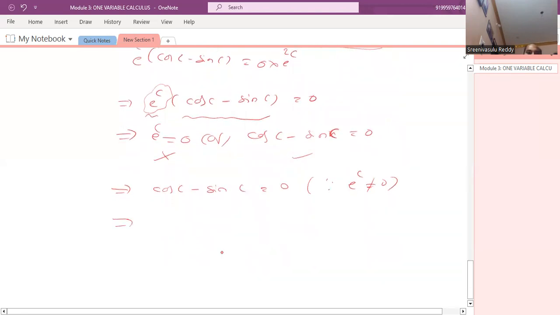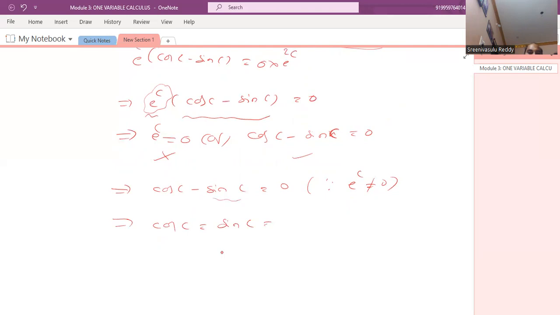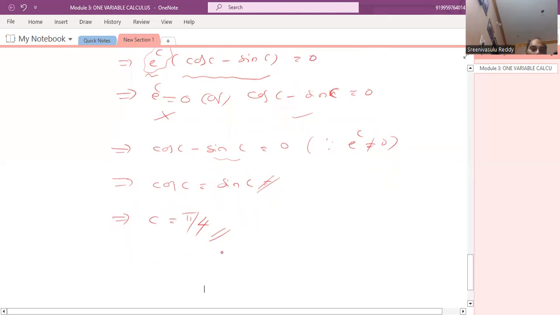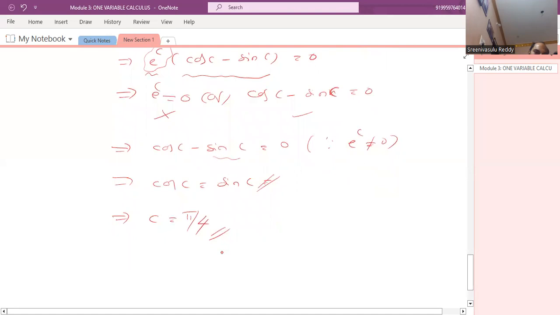That implies cos c minus sin c equal to 0, meaning cos c equal to sin c. Move the right hand side term to the left side. As per trigonometric values, both cos and sin have the same value at the point pi by 4, where tan theta equals 1 at 45 degrees. Pi by 4 means 45 degrees. Hence the Rolle's theorem is verified.